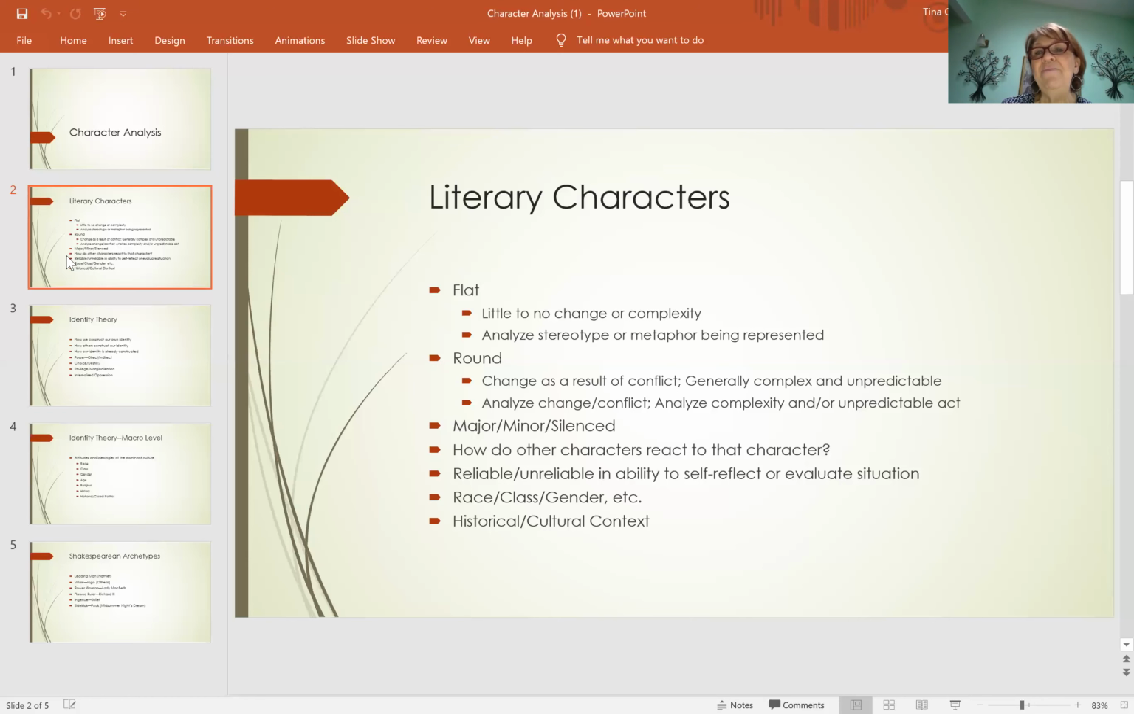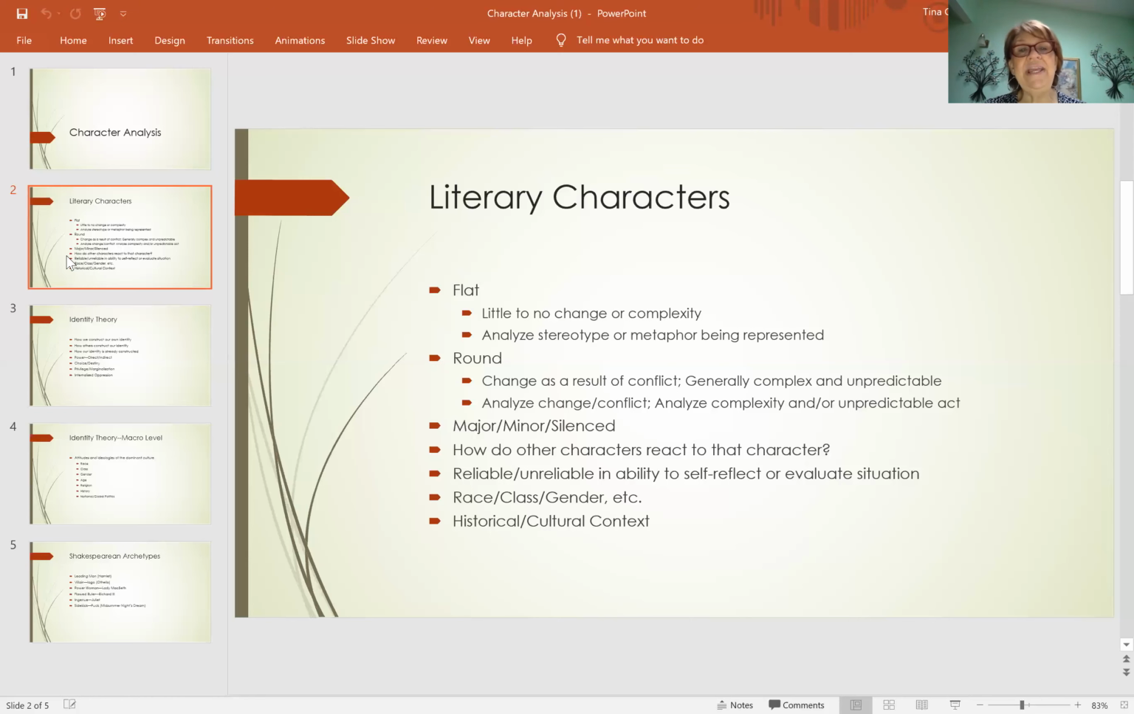So when we would go to analyze these characters, let me just make this very clear. It's very hard to find a completely flat character and a completely round character. They're usually somewhere on the spectrum, more flat than round, more round than flat.